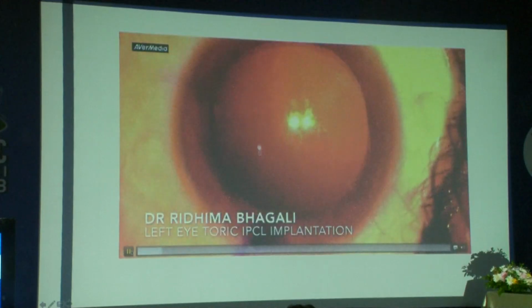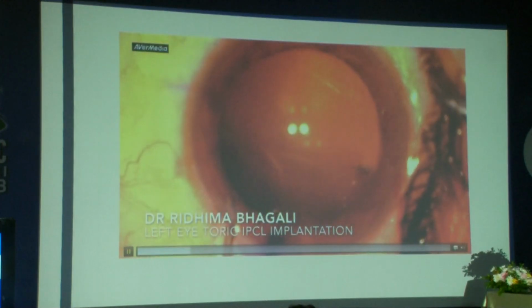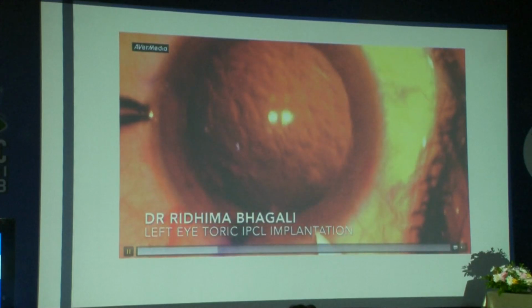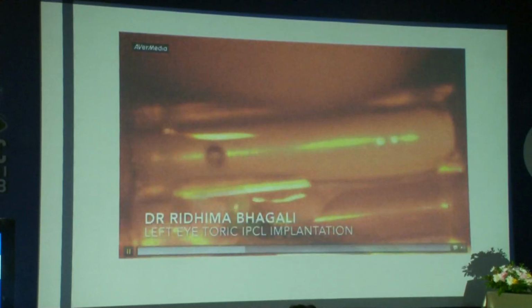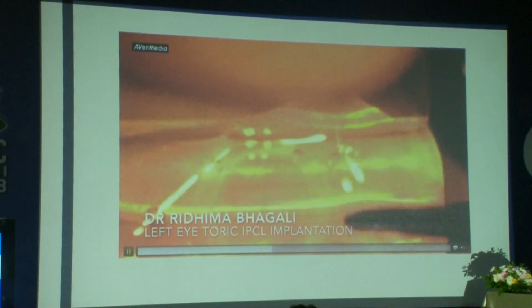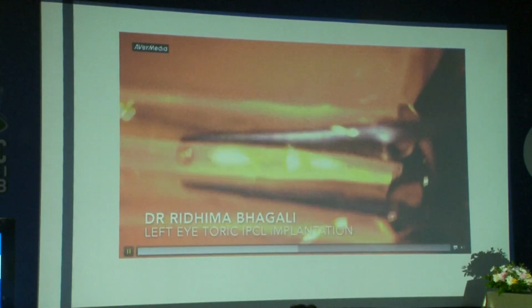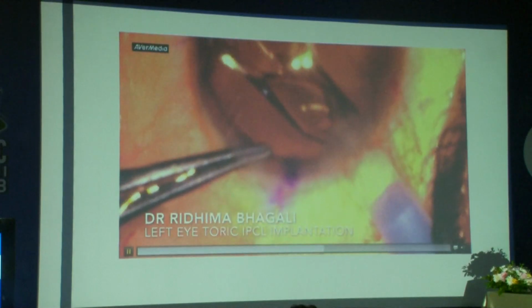So this is the toric version. Marking is done just 0-180 for all cases. And the initial steps are similar, with a 3.2 or 2.8 millimeter clear corneal temporal incision. And the loading is similar to an IOL. HPMC in the cartridge. I'm just tucking in the edges of the lens. And instead of a reverse taco here, I'm loading it as a taco, like a regular IOL. And that's the lens going in.